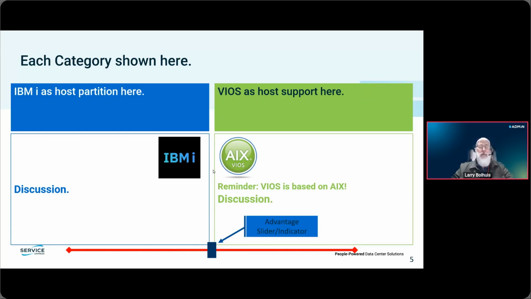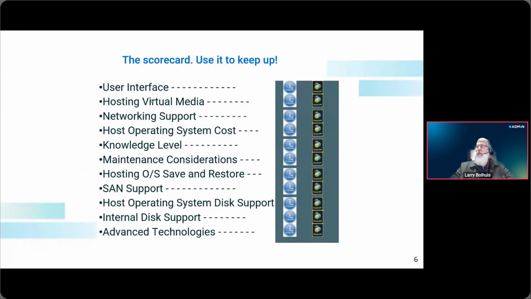So what's the direction that you go? Do you go with VIOS as the host, or do you go with IBM i as the host? This is the scorecard, if you will. We're going to talk about each of these items, several slides in some cases: interface, hosting, virtual media, networking support.